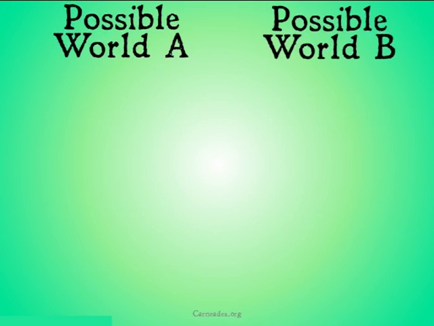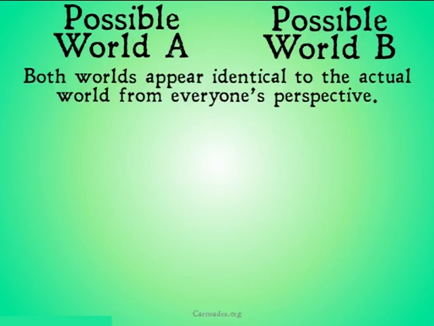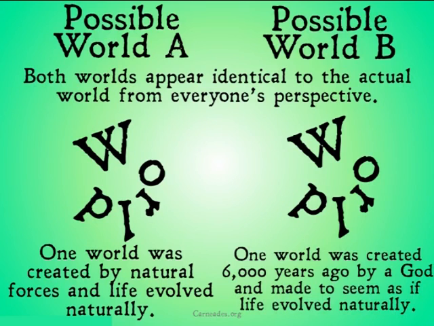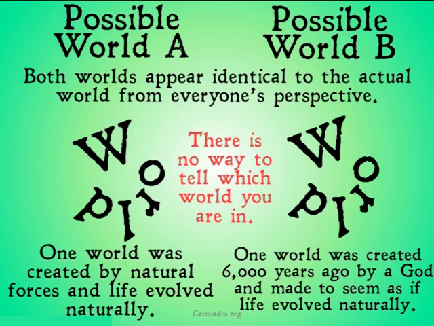So, possible world A, possible world B. Both worlds appear identical to the actual world from everyone's perspective. One world was created by natural forces, and life evolved naturally. The other world was created 6,000 years ago by God, and made it seem as if life evolved naturally. There is, in fact, no way to tell which world you are in.